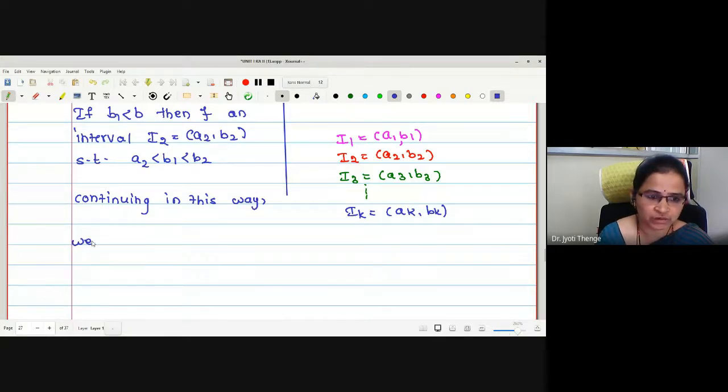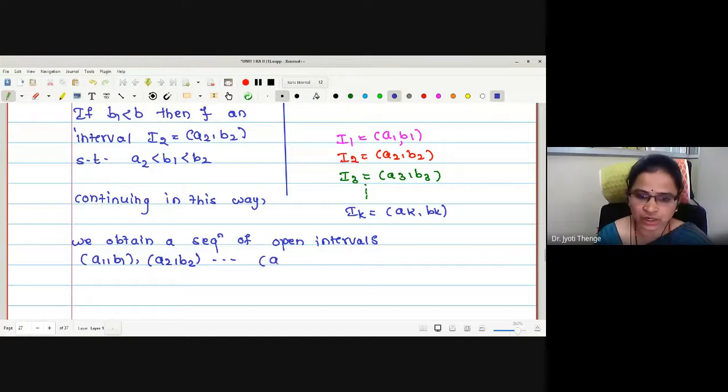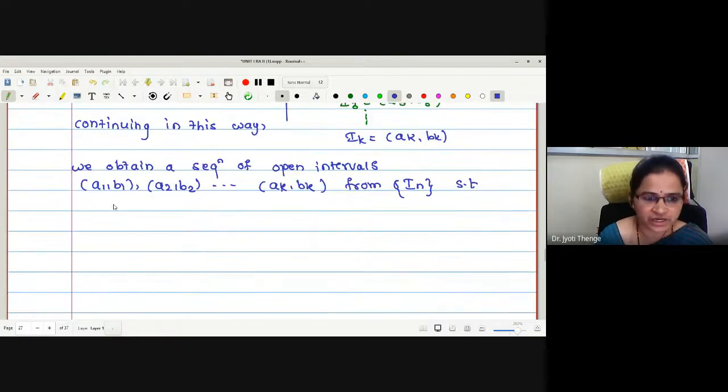we obtain a sequence of open intervals. What is the sequence we will obtain? A1, B1, A2, B2, continue till AK, BK from In, such that. What such that? Let me write in general AI and BI. What is the number between AI and BI now?